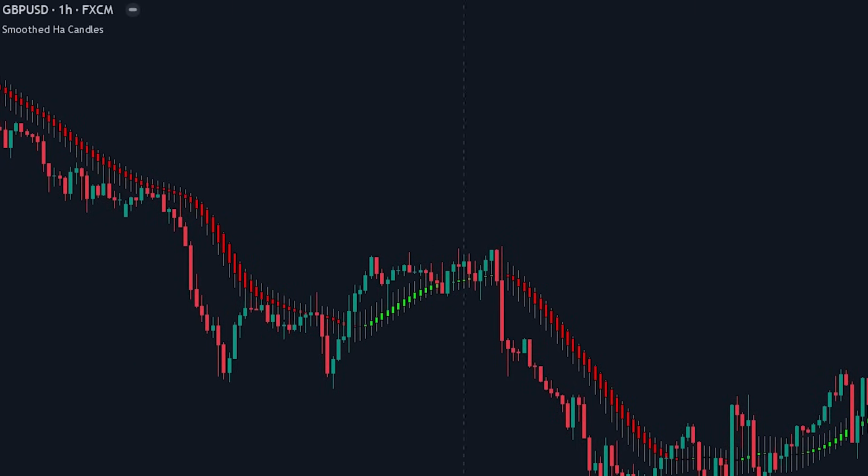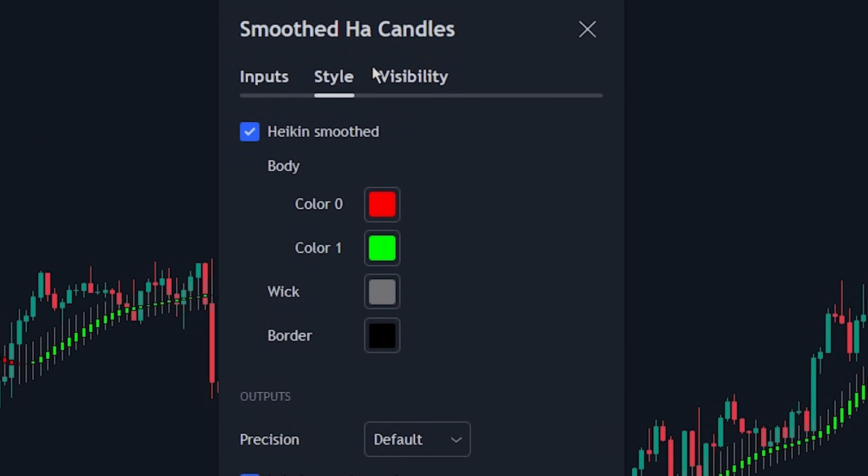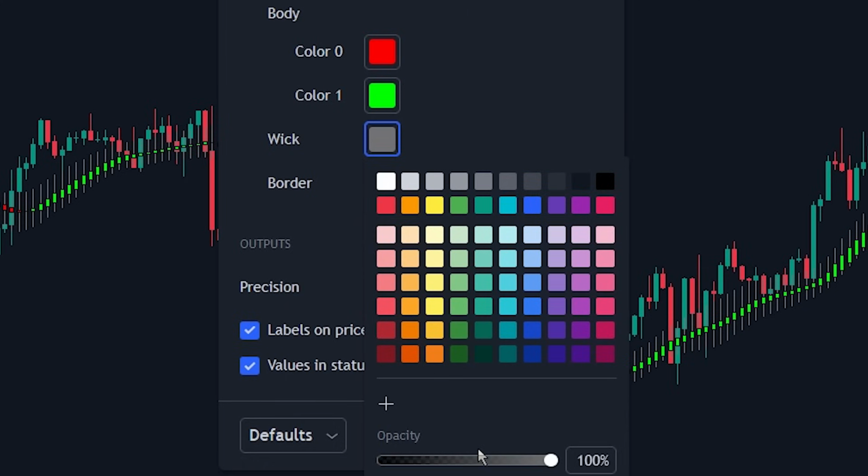Now let's change the indicator settings. Click on the Indicator Settings tab and navigate to the Style settings. Here we will be changing the opacity of the wicks so that the chart becomes easier to read. That was all that we needed to do.